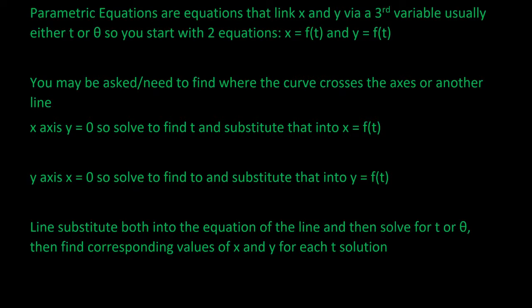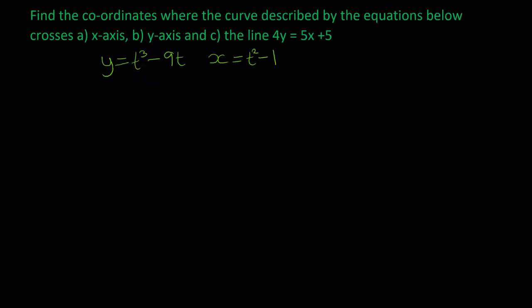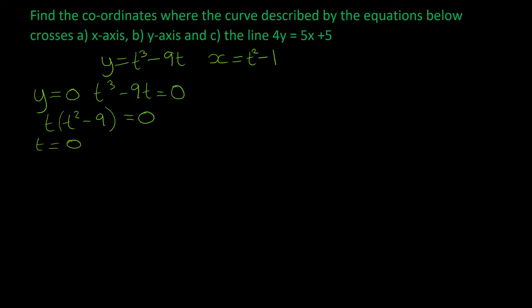So for the x-axis, we've got y equals 0, which means we've got t cubed minus 9t equals 0, and factorising that gives us t squared minus 9 equals 0. So that leads us to t equals 0 or t equals plus or minus 3. So what would the x values be?